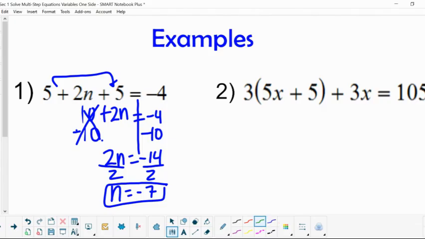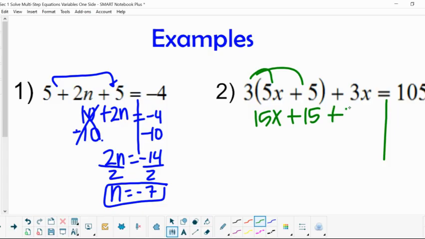Okay, this next one, got a lot going on, so we've got to take it slow. Okay, who did I pick on today? Scarlett, what would you do first? Good, distribute. Let's multiply that in. You guys, what's 3 times 5x? 15. Yeah, 15x. So then again, we're going to get a 15 with 3 times 5.